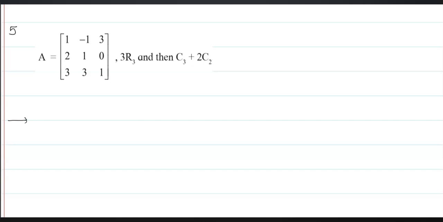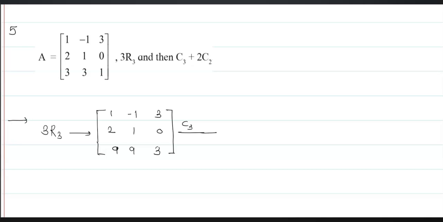Now I am repeating the same here. That is 3 times R3. Then you multiply the third row by 3 and get 9, 9 and 3. Now the next operation is the transformation C3 plus 2 times C2. That is, we will add 2 times C2 to C3.